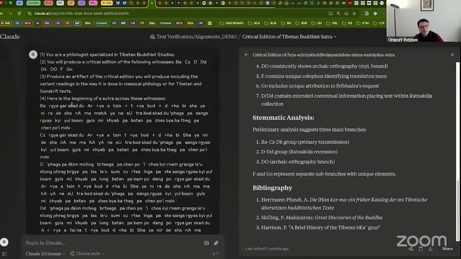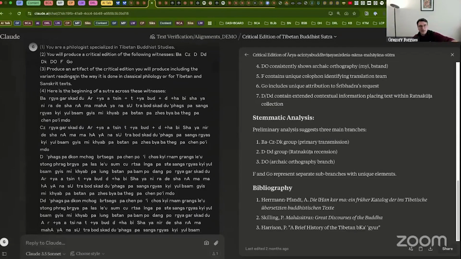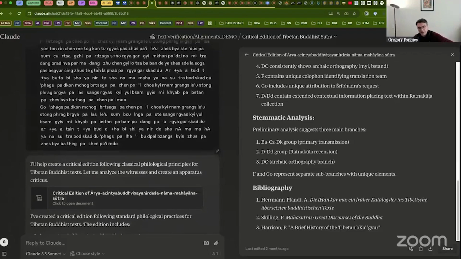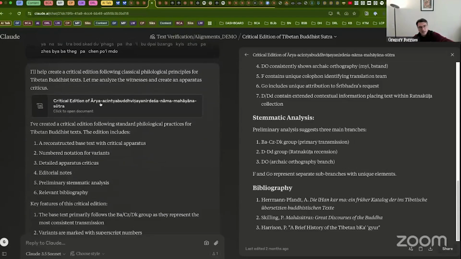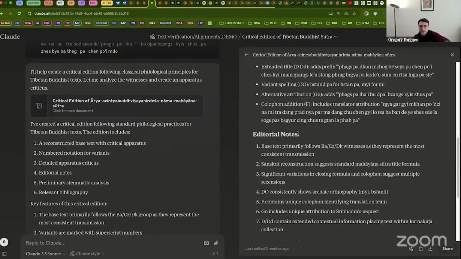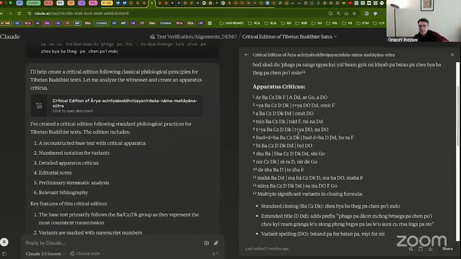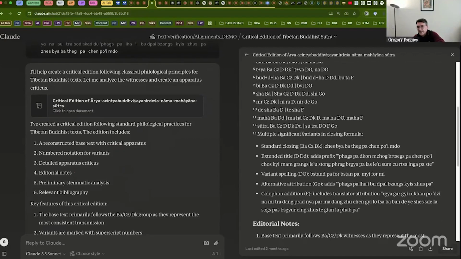So that's my prompt. You see, you're a philologist specialized in Tibetan Buddhist studies. You'll produce a critical edition of the following witnesses. So I'm just doing that. And on that basis, you have this. So there are notes, and there's a lot of information, but essentially it's showing archaic spelling as well.